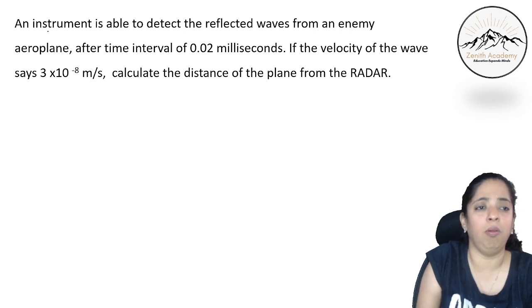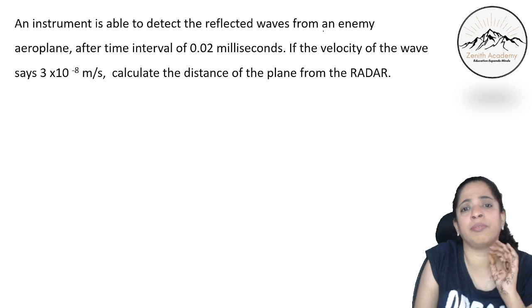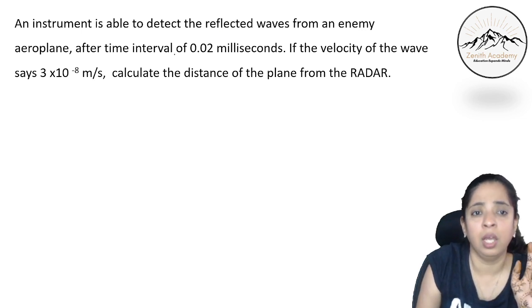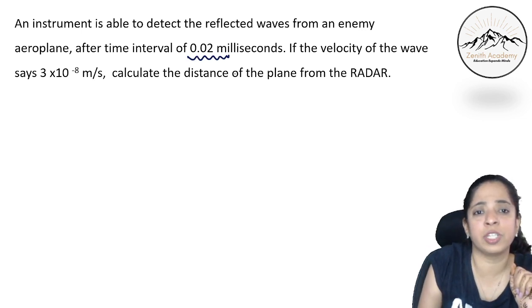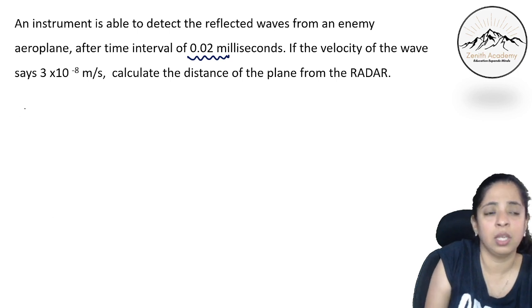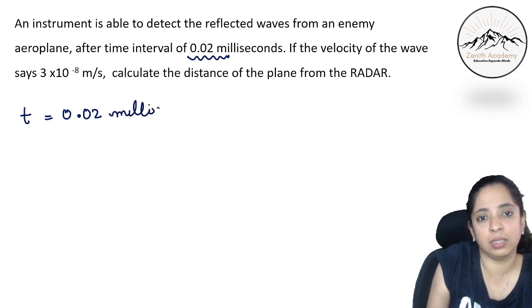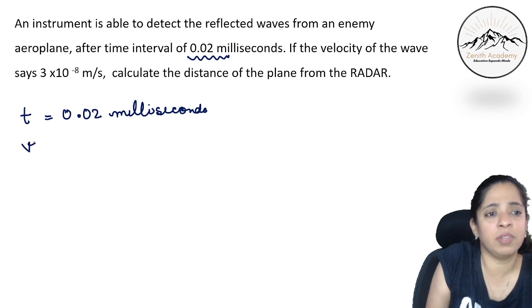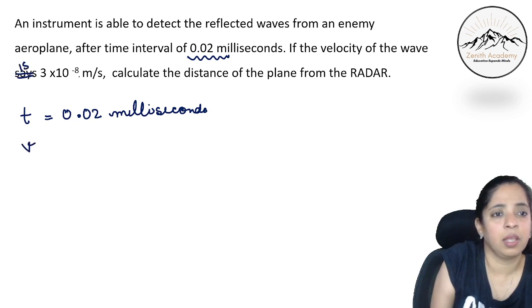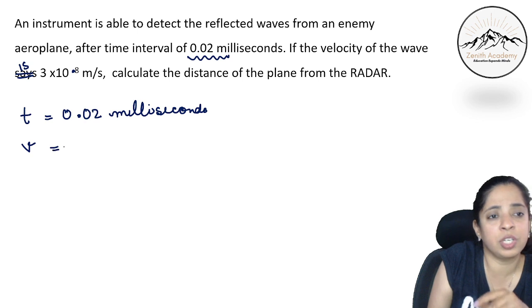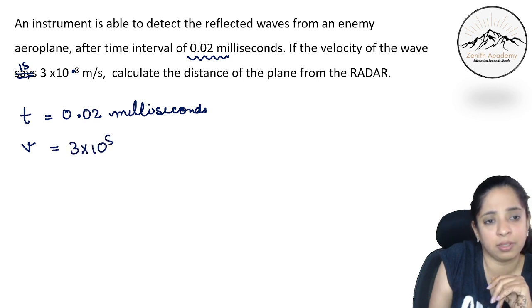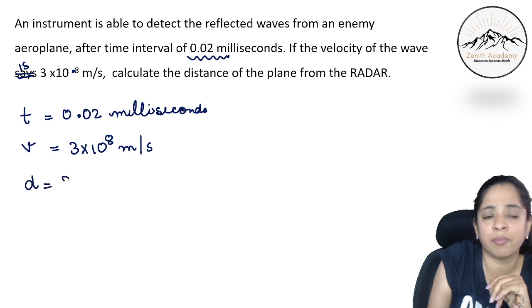Now, an instrument is able to detect the reflected waves from an enemy aeroplane after time interval of 0.02 milliseconds. Okay, so time interval is 0.02 milliseconds. Okay, if the velocity of the wave is, that came wrong, velocity is 3 into 10⁸ meter per second. Calculate the distance of the plane from the radar.